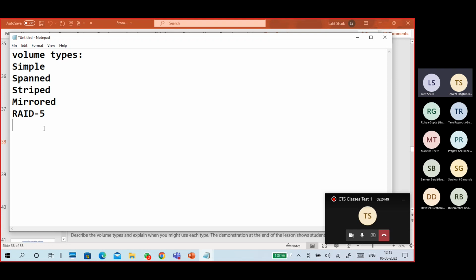So don't do it. You can convert basic to dynamic without losing the data, but you cannot roll back from dynamic to basic without losing data. To convert dynamic to basic, you have to delete all the partitions and completely clean the disk. That is very dangerous, so don't do it. The second point is, again, a basic disk is a regular disk, and we can create partitions. That's it. We can divide a single disk into multiple partitions.